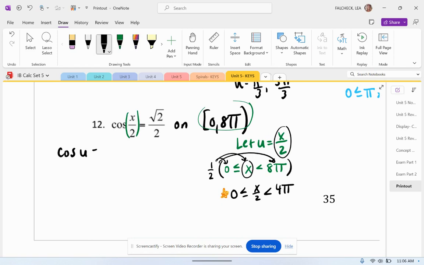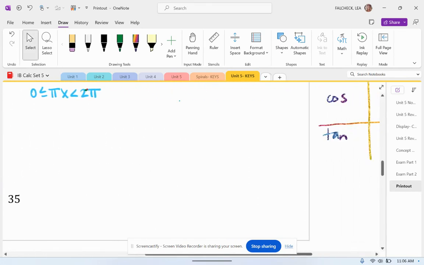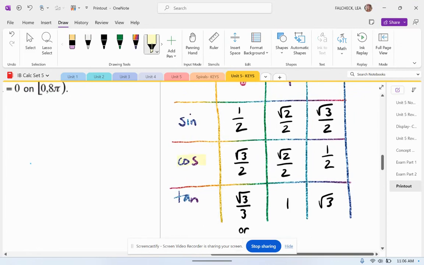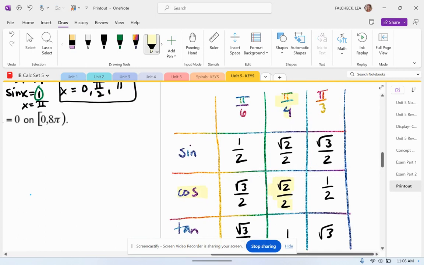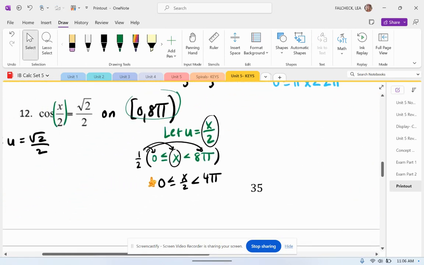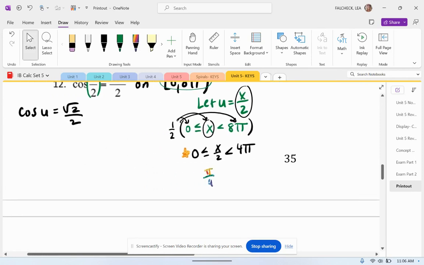The cosine of u is equal to rad 2 over 2. Oh, he's a nice common trig ratio. Let's go look. Cosine, rad 2 over 2. My reference angle is pi over 4. So I'm examining pi over 4 as the reference angle for this guy. I'm now going to consider which quadrants we are in.